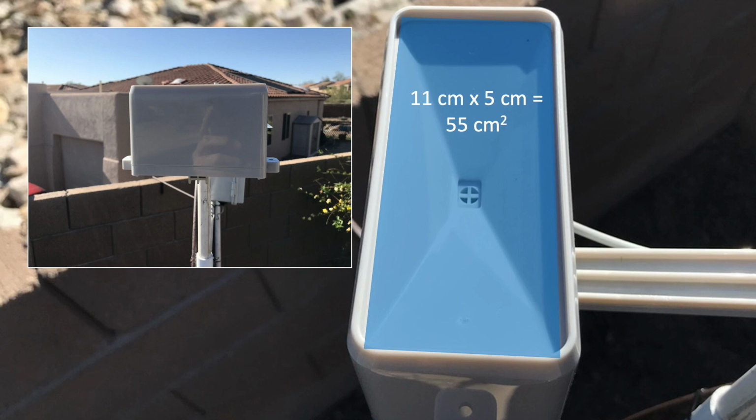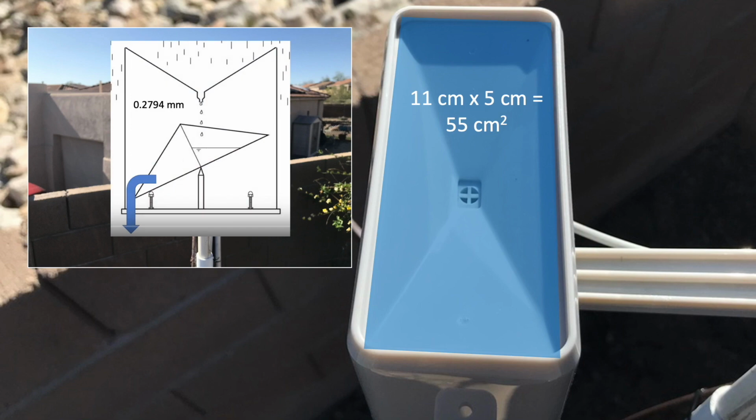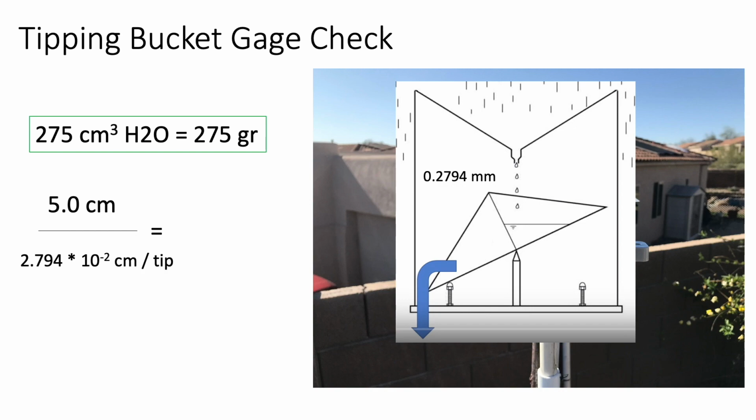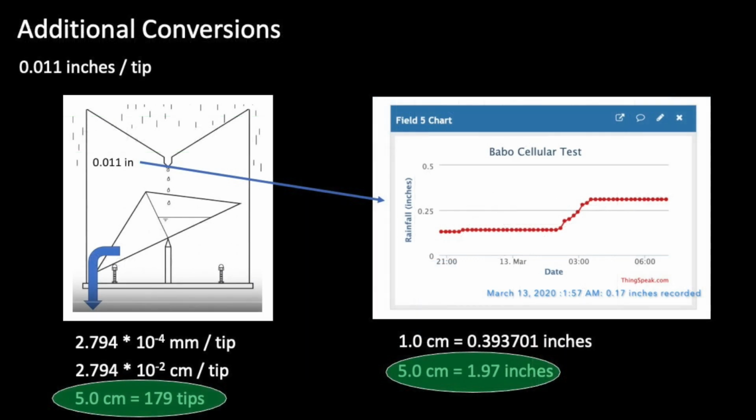In order to determine the total number of tips for translating the 5 centimeter depth, we'll use this constant reflected in the documentation for the gauge. For a 5 centimeter depth, we'll need a total of 179 tips. So we'll add that to our list of conversions that we can reference in a spreadsheet for tracking how well our tipping bucket reports relative to a fixed volume or mass of water for a given depth.